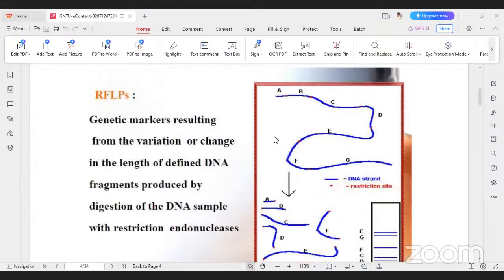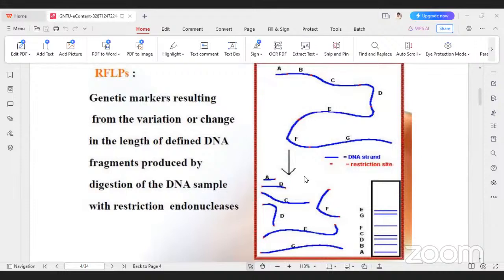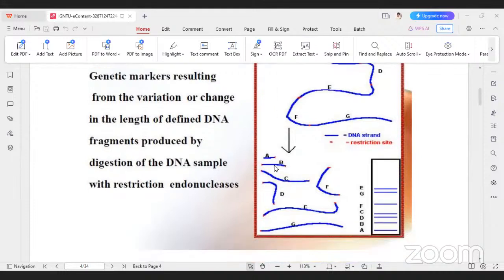Here, for example, in the diagram, A, B, C, D, E, G are given clearly. Now, these are the locations. After using the restriction endonuclease, these are the red color restriction sites. On the restriction sites, the restriction endonuclease enzyme cuts the DNA into fragments. If you see the fragments, are they all the same? No. A is small in size, B somewhat larger, C larger, D medium, E some more large, and G even larger, and F. So unique fragments are not produced; fragments of different lengths are produced. That's why it is polymorphic.